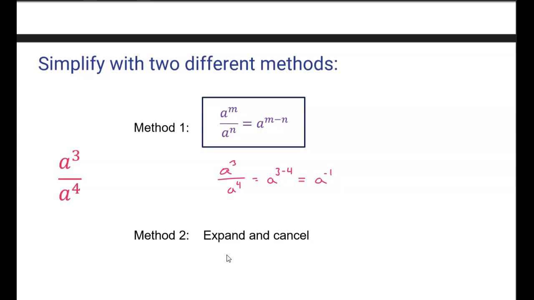Now we're going to expand and cancel. So a to the 3rd over a to the 4th, we start at the same place. On the top we will have a times a times a. On the bottom we will have a times a times a times a, 4 of them. Remember there's an invisible 1 here. So these a's will cancel, and what's left is just 1 over a. So that seems to indicate that a to the negative 1 is the same thing as 1 over a.